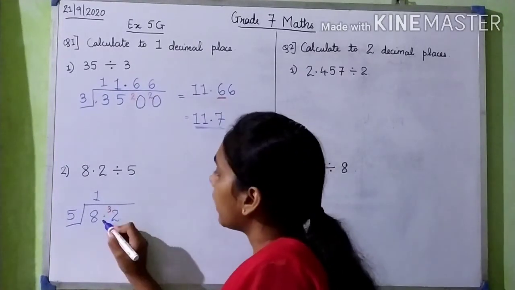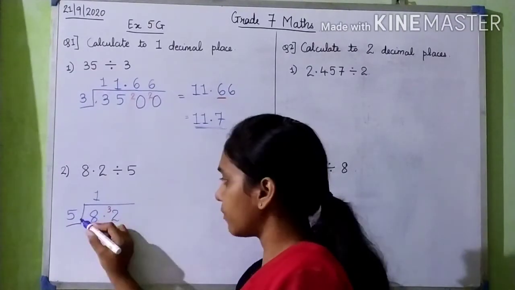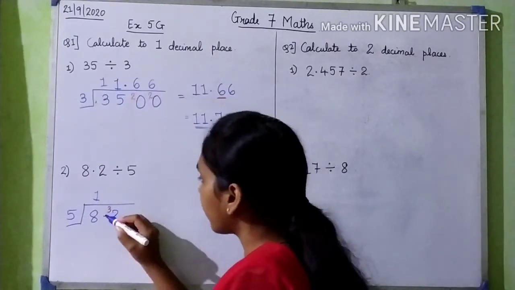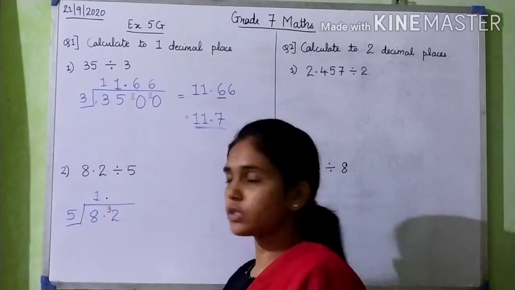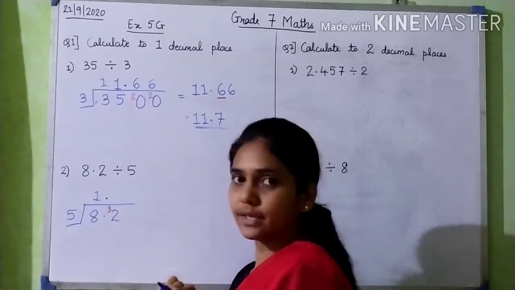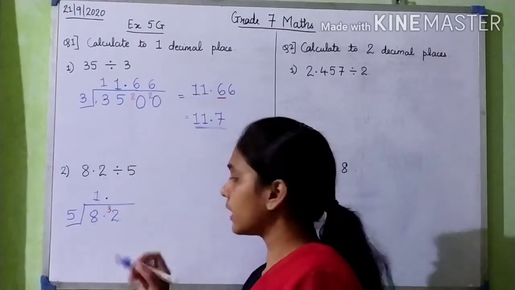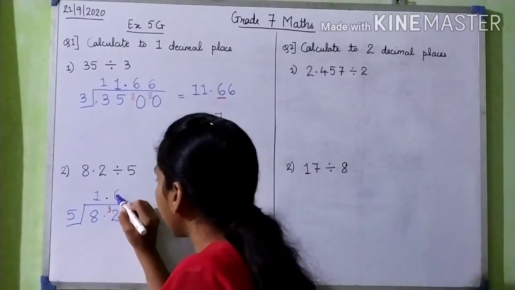Now this number is over, meaning I have divided this number by 5. Now after this number there is a decimal point. So right after dividing the first number, I will put a point. Okay. So this becomes 1 point. Now 5 sixes are 30. We know that the number is 32. So 5 sixes are 30. So I write 6.